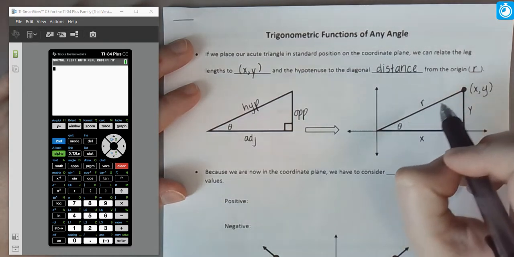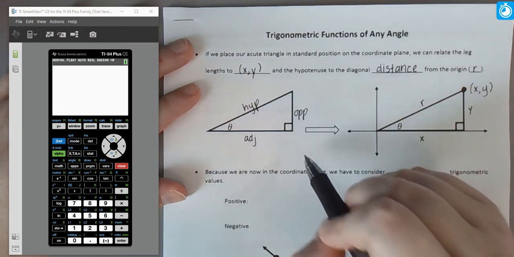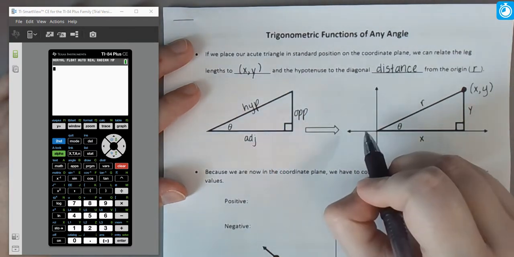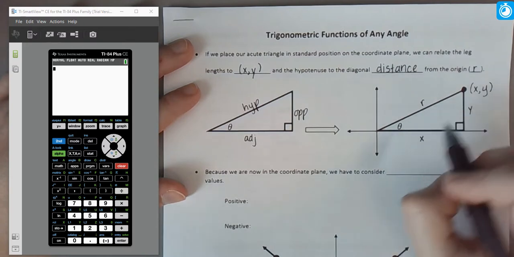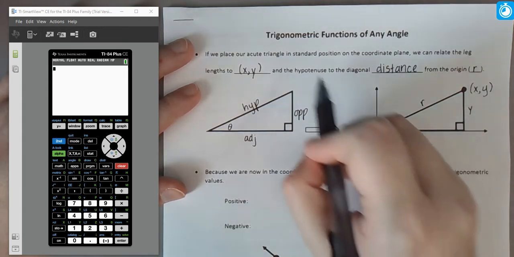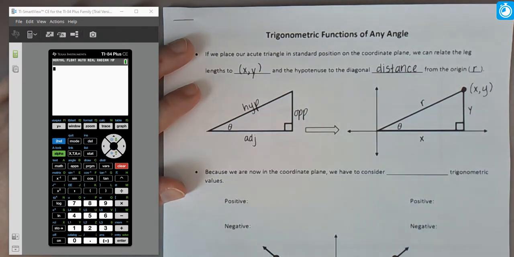Other than that, all the ratios are still the same, but what changes is that if we were to take this angle and rotate around to maybe the second quadrant or the third quadrant or the fourth quadrant, we could still draw a right triangle, but potentially the x and y coordinates may no longer have positive values, they may have negative values. So the ratios will be defined in the same way, but based on the quadrant that our right triangle ends up being drawn in, we're going to potentially have different values for the sine, the cosine, the tangent, the cosecant, the secant, and the cotangent.